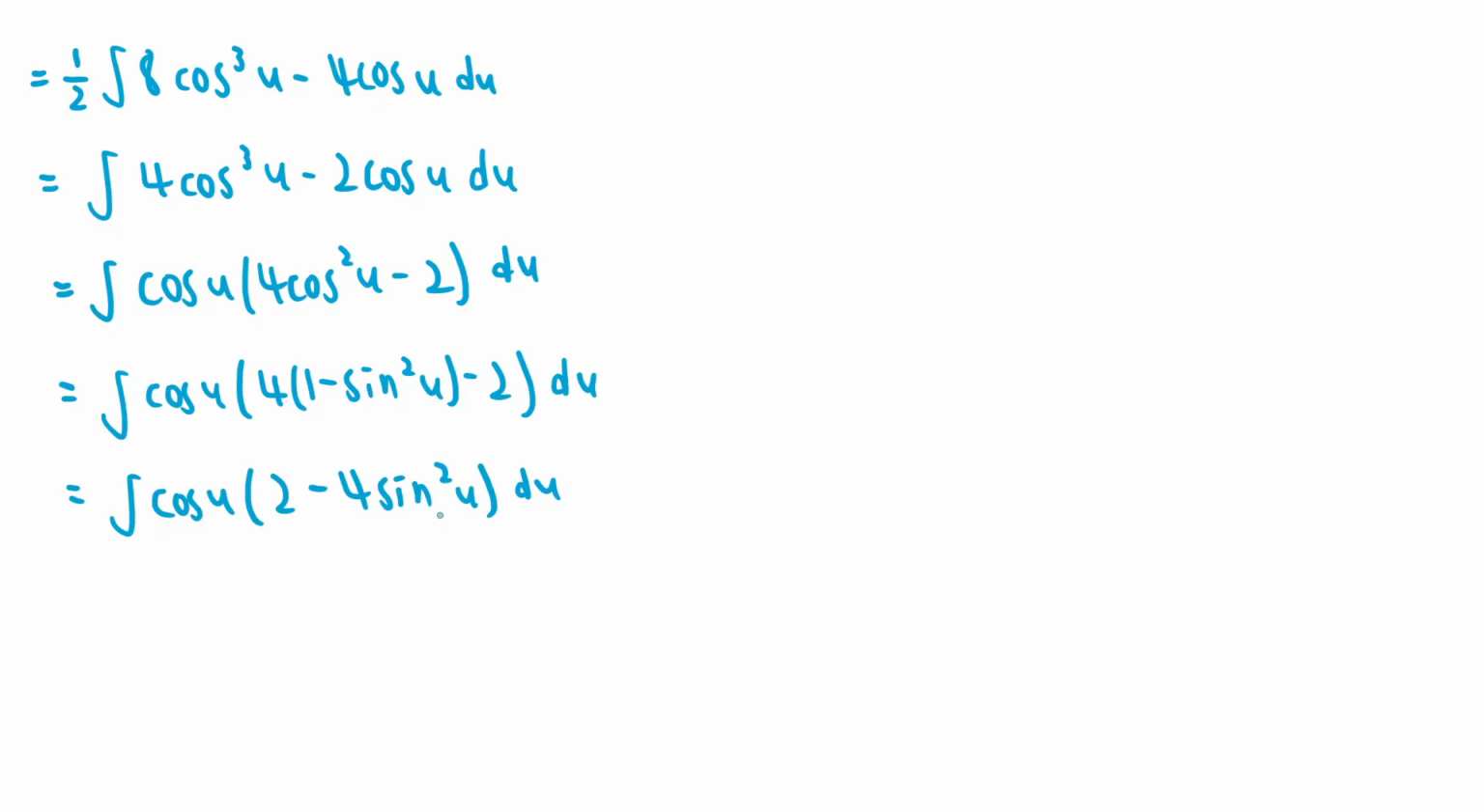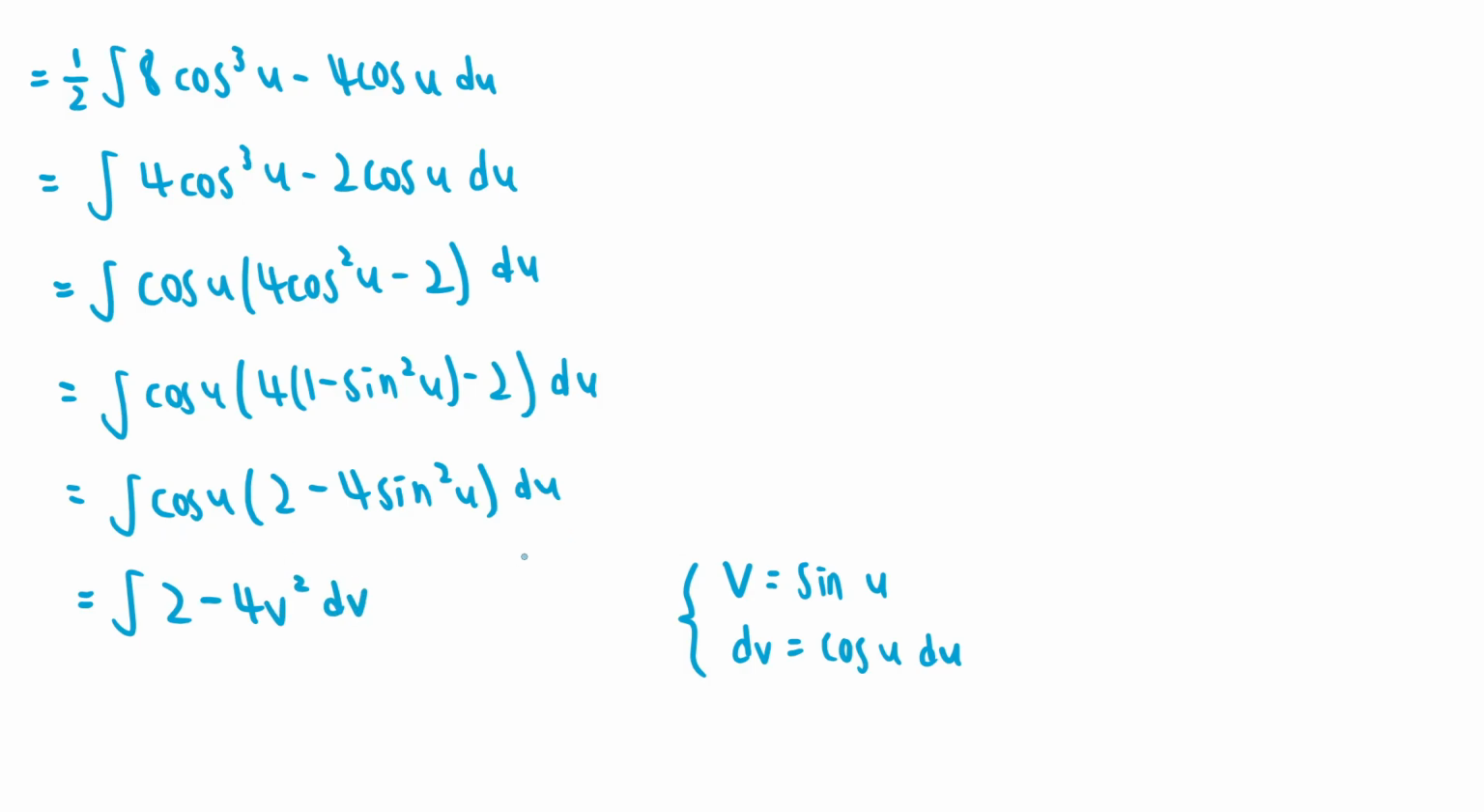The integrand is now an expression with a single cosine of u term multiplied by an expression entirely in terms of sine of u, and we know that the derivative of sine of u is cosine of u, which allows us to do the substitution v equals sine of u, which implies dv equals cosine of u du. So if we substitute this into the integral, we get the integral of 2 minus 4v squared dv, since cosine u du becomes dv.